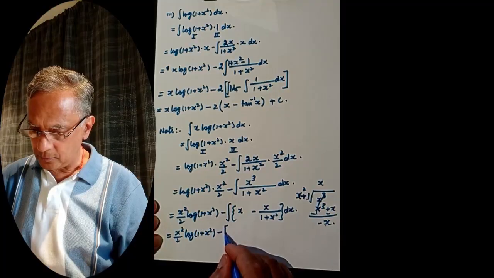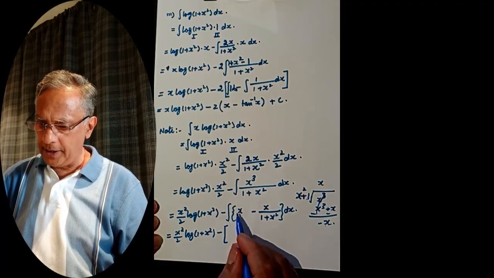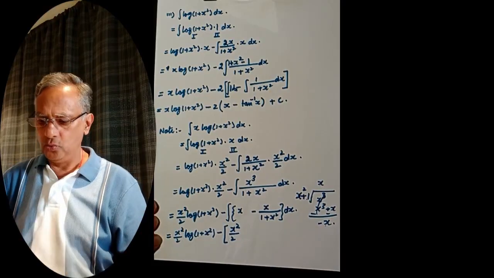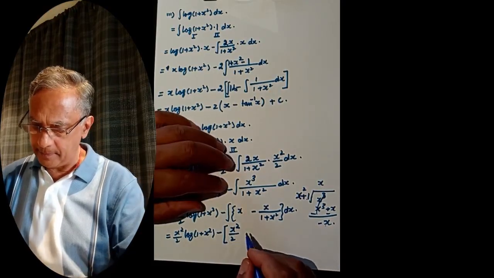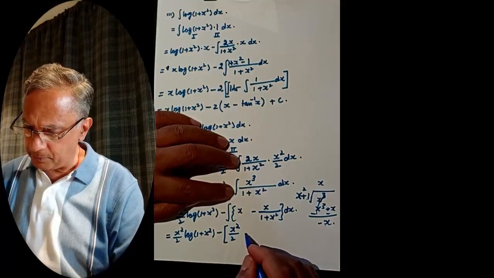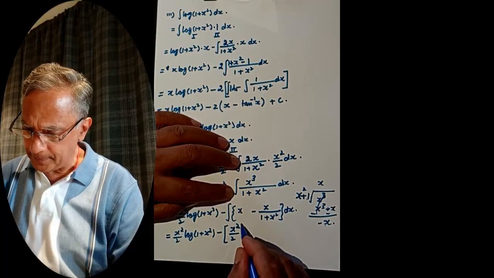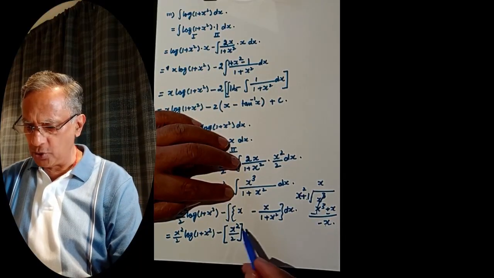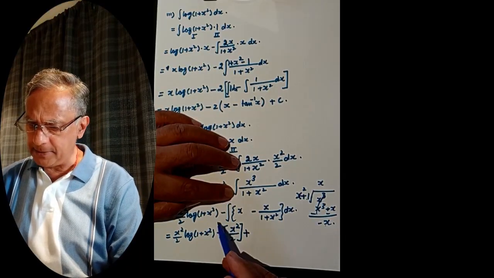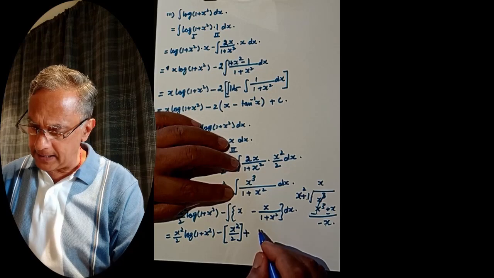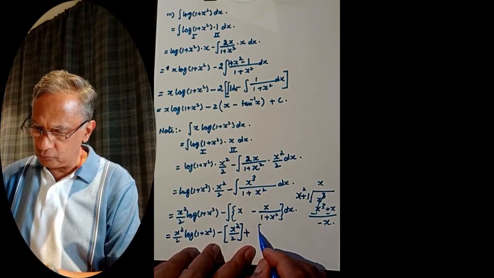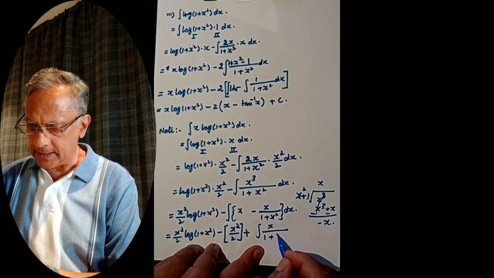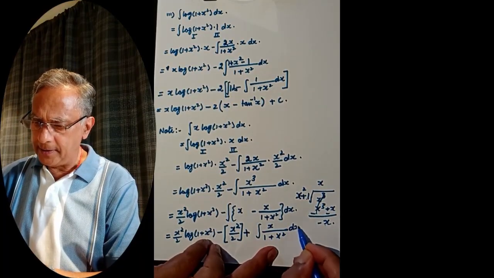minus. Now integration of x is x square by 2 minus plus, this will be plus. I am closing the bracket here. So minus minus is plus. So this will be plus integral x over 1 plus x square dx.